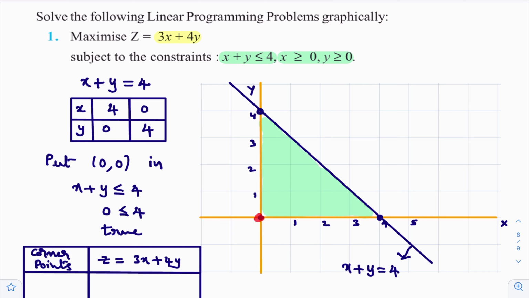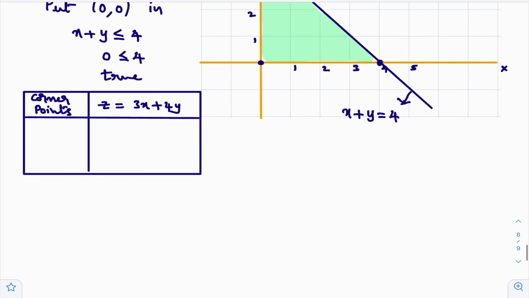Identify corner points. What is this corner point? This corner point is 0, 0. What is this corner point? This corner point is 4, 0. What is this corner point? This corner point is 0, 4. You mark these 3 points: 0, 0, 4, 0, 0, 4. So you got a total of 3 corner points.